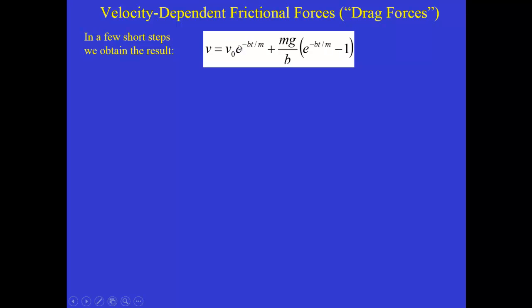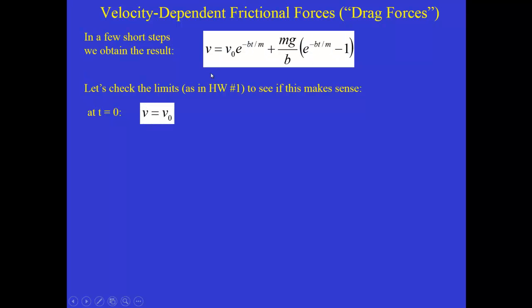We can check this result, like I asked you to do in an earlier homework problem, just to make sure that it gives us physically meaningful answers at time t equals 0 and as time approaches infinity. So let's just check that out. As t goes to 0, or at t equals 0, both the exponential terms become 1. e to the 0 is 1, right? So the second term will completely cancel out, 1 minus 1. The first term will just be v equals v0, and that makes sense, right? That's the velocity value at time t equals 0.